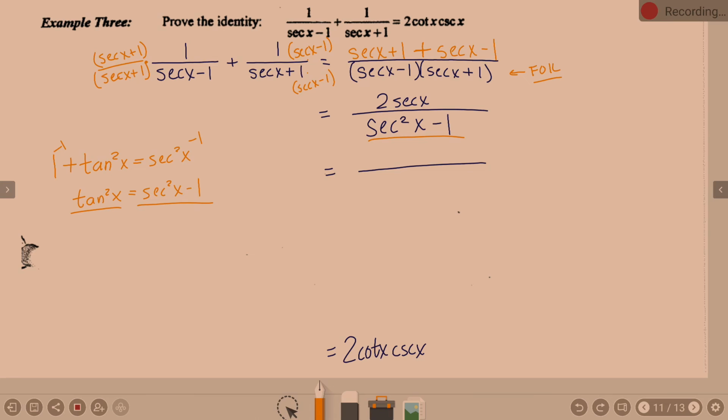So replace secant squared x minus 1 with tangent squared x. Now, that's another step I personally wouldn't do if I'm on my own. You're not going to see me writing this out on my own, off to the side. Does that mean you can't do it? No, definitely do this if you know, because sometimes it's hard to see. But when your secant squared x minus 1 magically becomes a tangent squared x, I'm going to expect that. So let's see. 2 secant x in the numerator, tangent squared x in our denominator.